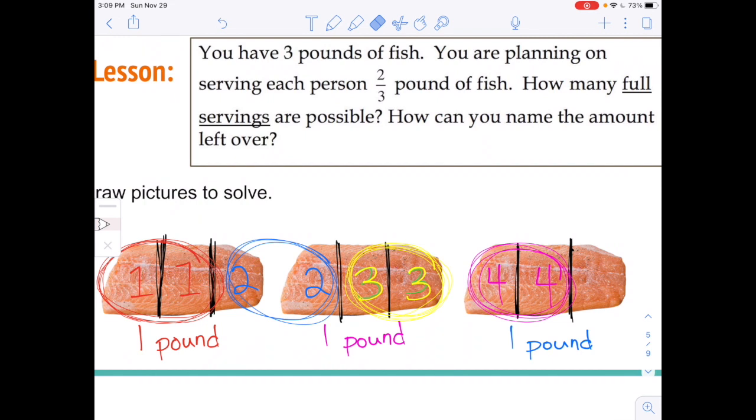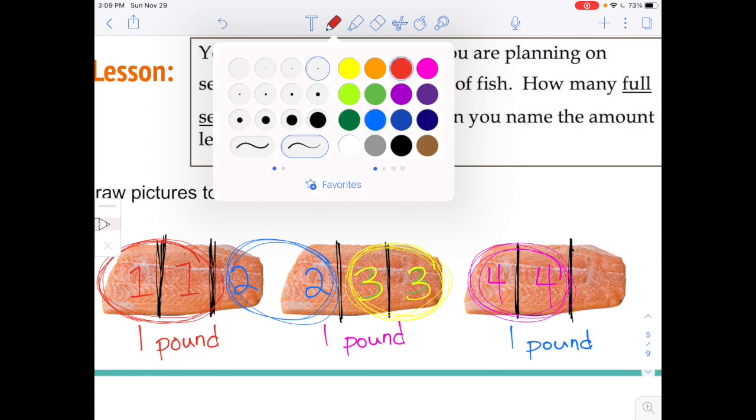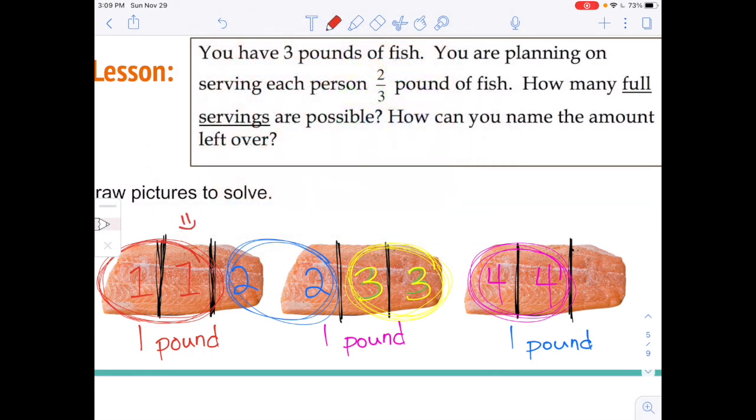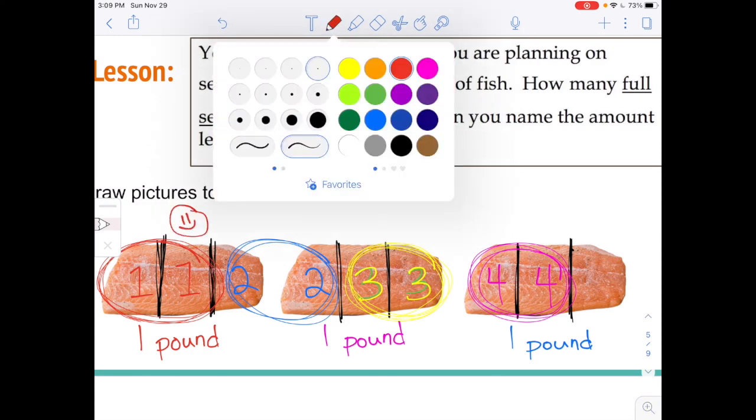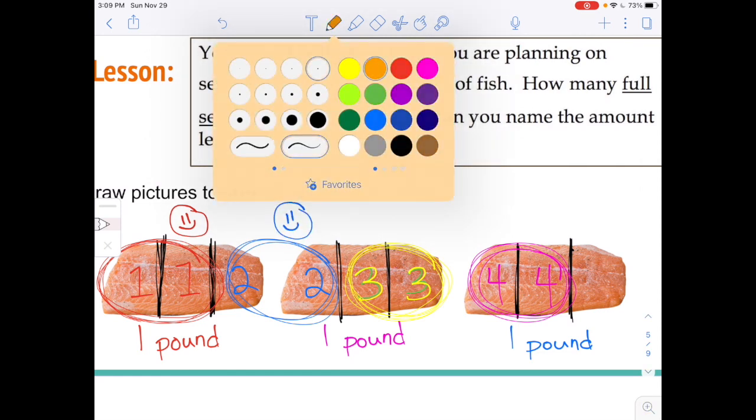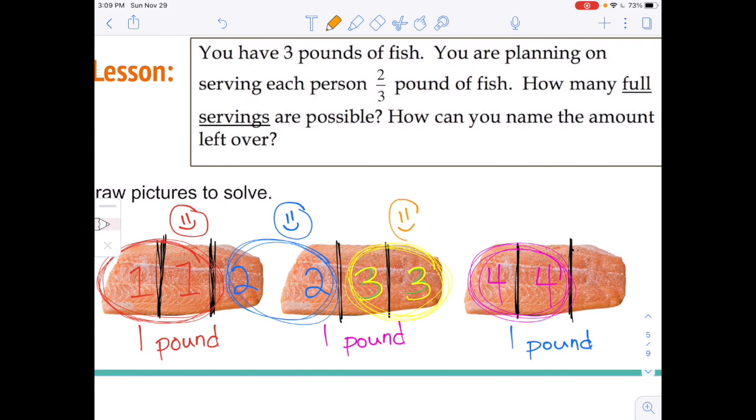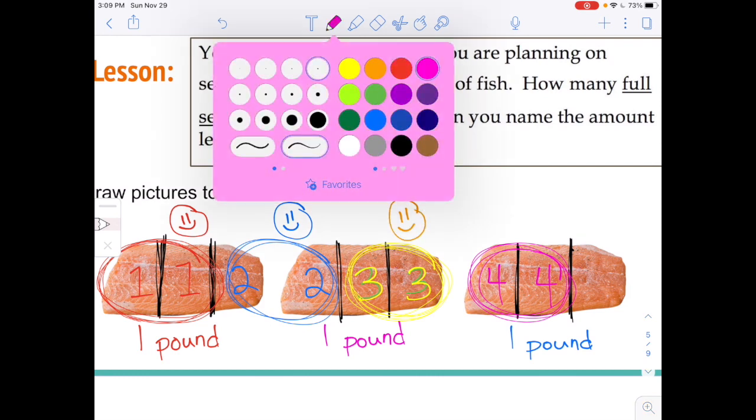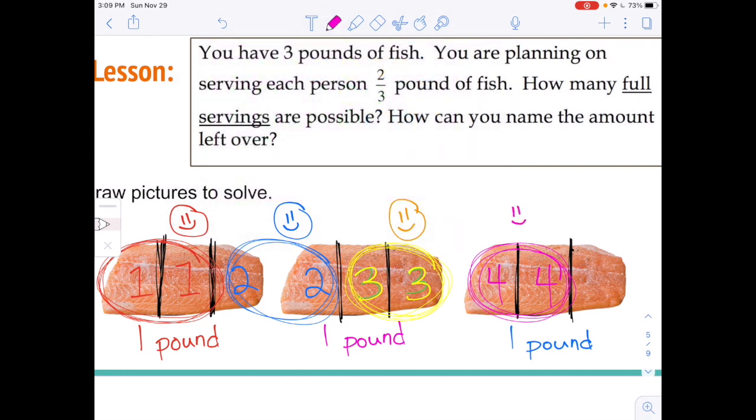So I have these 4 circles. Instead of calling them circles, let's refer to them as what they really are. Here's the first person's fish. This number 2 is the second person's fish. And number 3 is the third person's fish. And number 4, there is the fourth person's fish. So far, 4 people each have 2/3 of a pound of fish. So we need to figure out what to name this last piece here.